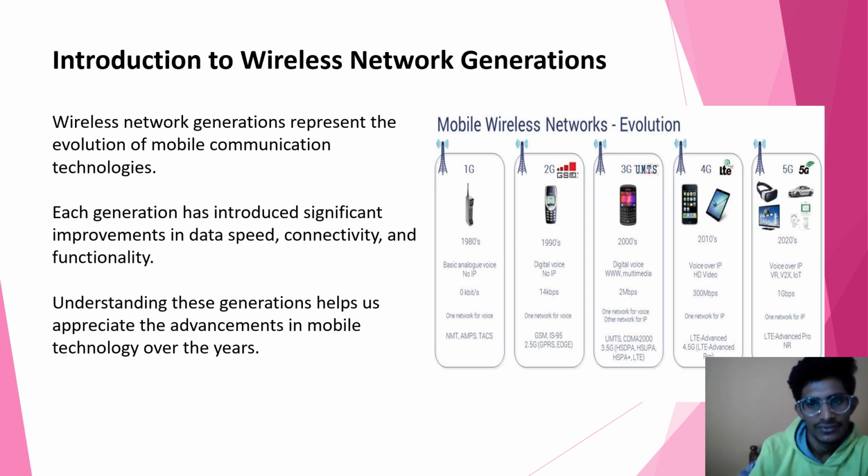We know wireless network generations represent the evolution of mobile communication technologies, like how we communicated in 1G and how we improved that communication in the 2G generation, and how we improved 2G to 3G, 3G to 4G, and 4G to 5G. Next upcoming we have the 6G generation, and we will come to know today in this session how the communication and clarity improved from one generation to another.